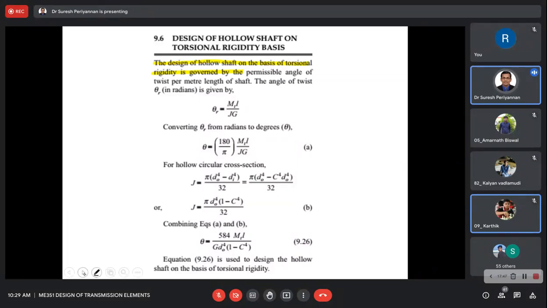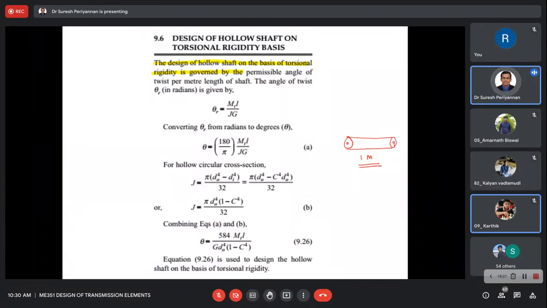When we are designing the shaft, suppose I have a shaft, 1 meter long. I am going to use this shaft for some transmission application. During that time, I know the angle of twist, that is, the shaft is going to twist this much angle per meter length. Once I know that angle of twist, then whatever we discussed for the solid shaft, in a similar manner, we are going to introduce here.